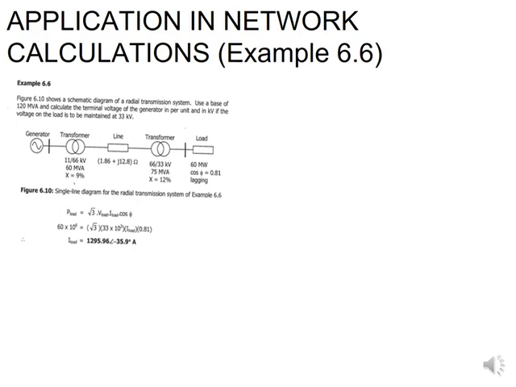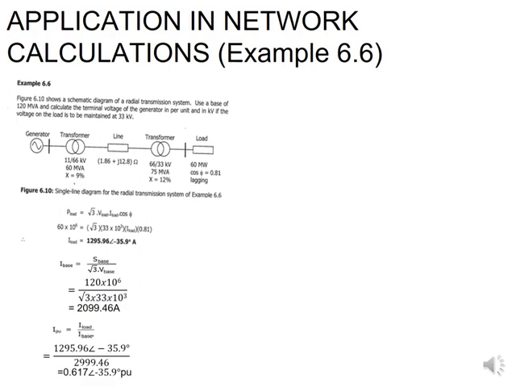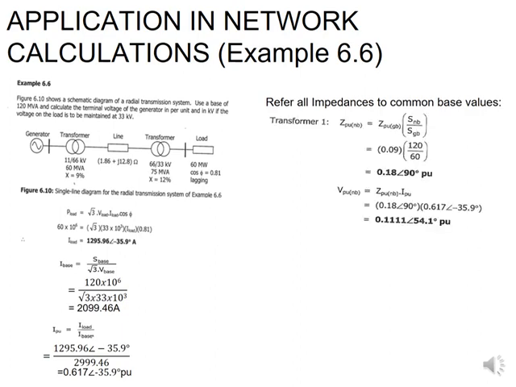So I start the same way that I did. I work out my current. From my current, I also work out my base current, which is going to give me what my per unit value is going to be. Once I have that, I can refer all my impedances to my common base values. And I start there by doing your transformer. Once I've got my transformer referred to per unit, I can already calculate what my voltage on my transformer is going to be by simply calculating your Z per unit multiplied by my I per unit, and I get that answer there.